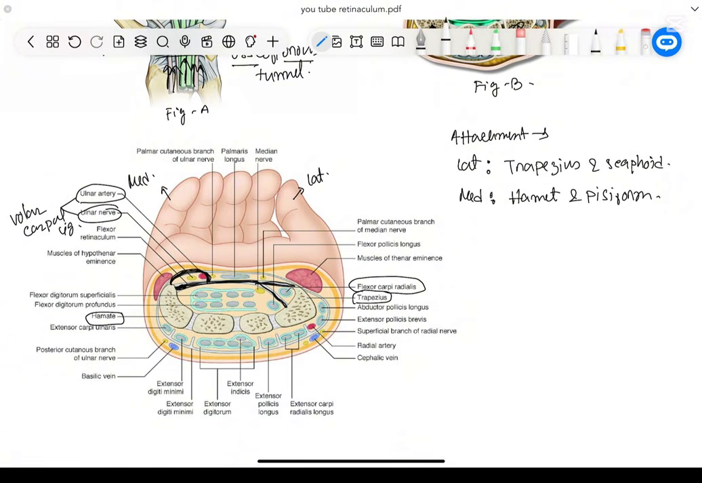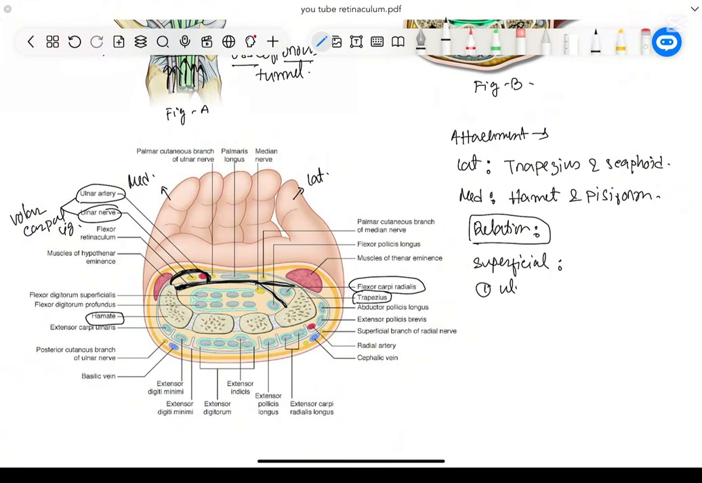Now after the attachments on both sides, we have to know about the relations: superficial and deep relations of the carpal tunnel. Underneath the flexor retinaculum, some structures are passing, and they will be the deep relation; above, some structures are passing, and that will be the superficial relation. So let's first start with the superficial structures related to the carpal tunnel or flexor retinaculum.